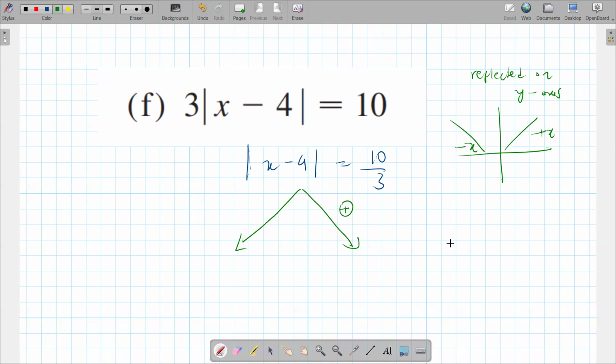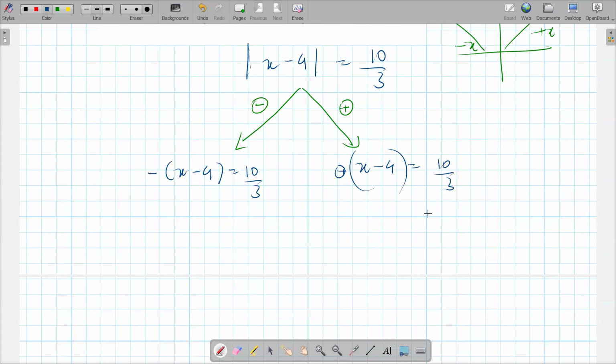So it's made up of two components. One of them is always going to be positive, one of them is always going to be negative. So what you do is you take this number as is. On one side, it'll be negative x minus whatever's in that absolute value thing, negative x minus 4. And on the other side, it'll be positive x minus 4, like this. And then you solve these equations for x.